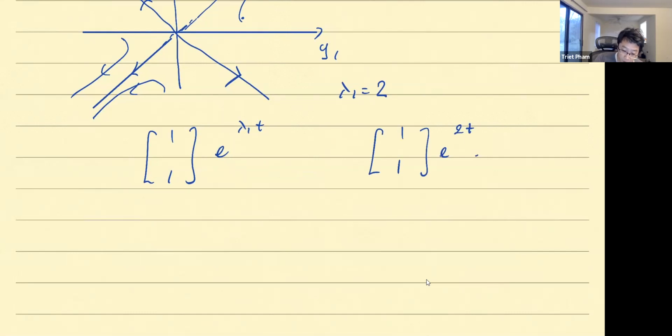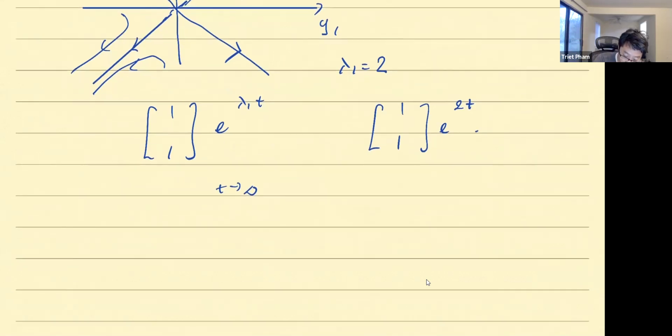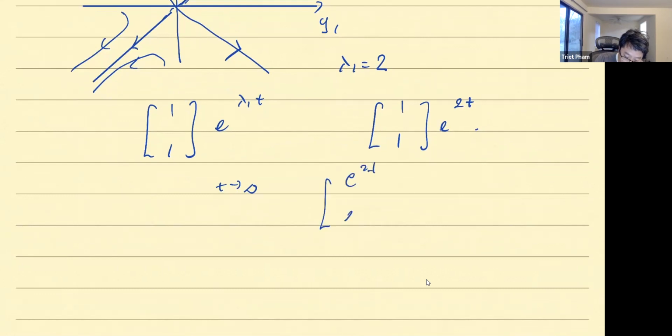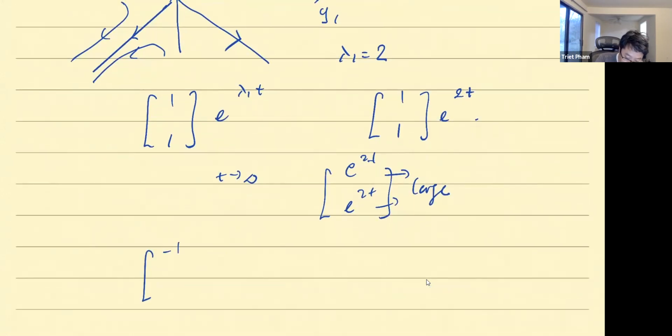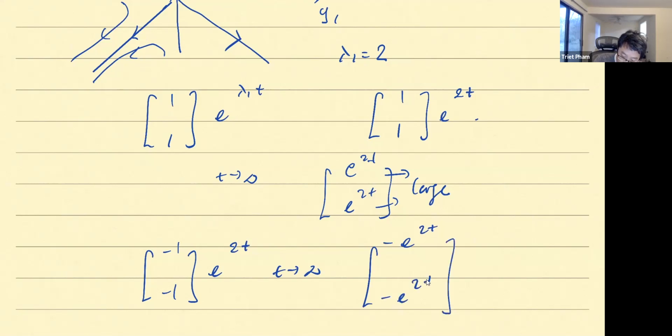So as t goes to infinity, or as t gets larger and larger, what do we get? We get e to the 2t, where both of these values are large. So that's what I'm drawing right here. That's this part. On the other hand, this is also a solution for sure, because this is also an eigenvector. And so as t goes to infinity, you get this. They're both very large, but negative.